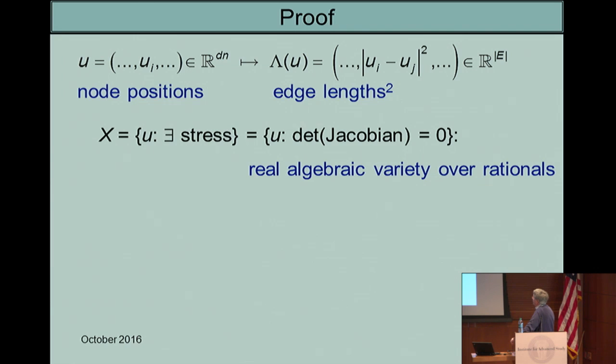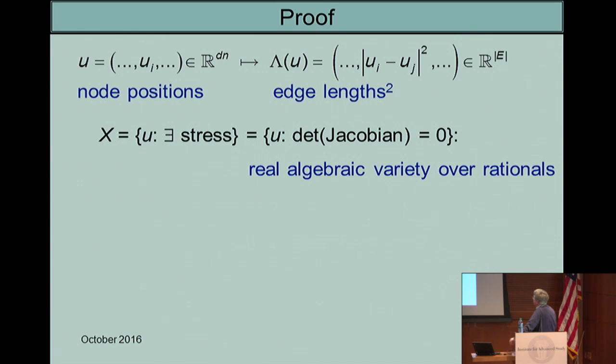Now let's look at those u's, those positions where there is a stress. It's not hard to see that there is a stress is equivalent to saying that the Jacobian of this map is 0. It's basically how we got the equations, by differentiating the corresponding equations.